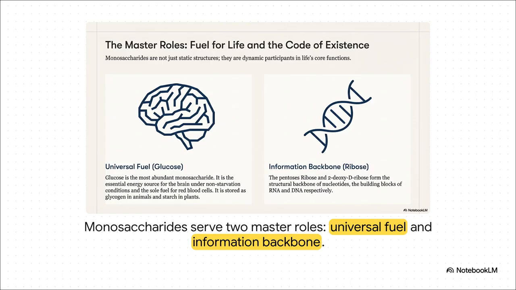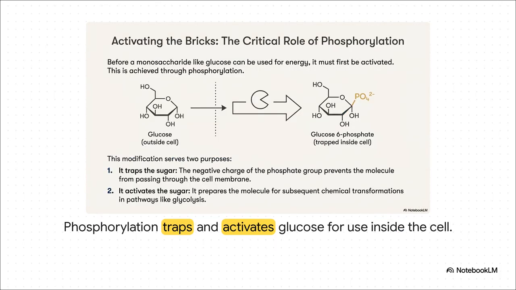And second, they're the information backbone. The pentose sugars, ribose and deoxyribose, literally form the framework of RNA and DNA. But here's a catch. Before a cell can use glucose for energy, it has to be activated. This is done through a process called phosphorylation. Adding a phosphate group onto the sugar does two absolutely critical things. First, the negative charge on the phosphate acts like a lock, trapping the sugar inside the cell so it can't escape. And second, it gets the molecule ready for all the chemical reactions needed to extract its energy.